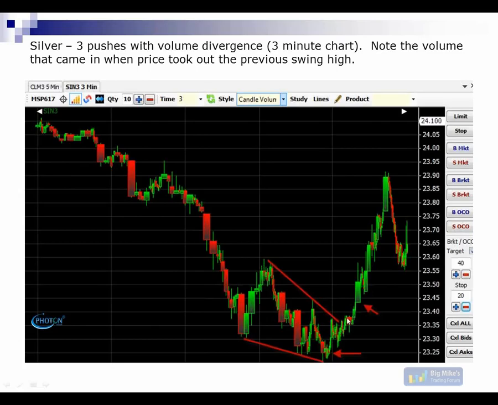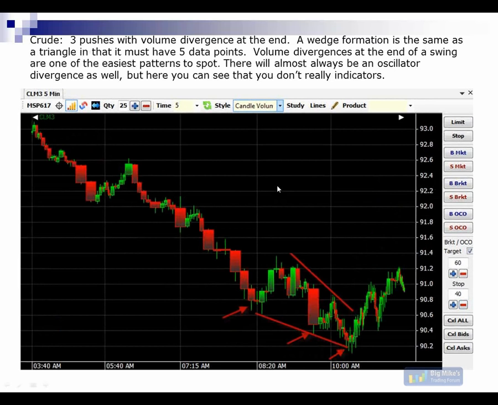And of course, silver down at this point was 23.30. Now we're up at 24. So of course, I would have been long out, but the point is they do make significant bottoms.